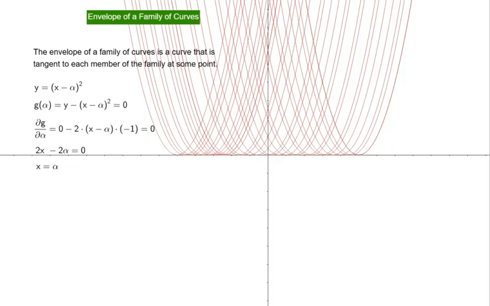When we substitute it back, we get y is equal to x, which gets substituted with α, minus α squared, which means y is equal to 0. And that means this is our envelope for this family of parabolas. Let's look at another example.